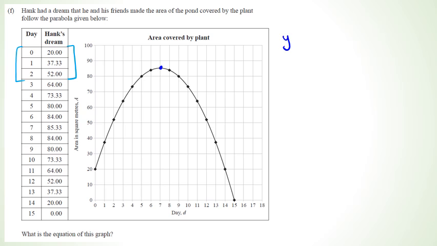So I know that my equation is going to look like this: y equals a multiplied by (x minus 7) squared plus 85.33.